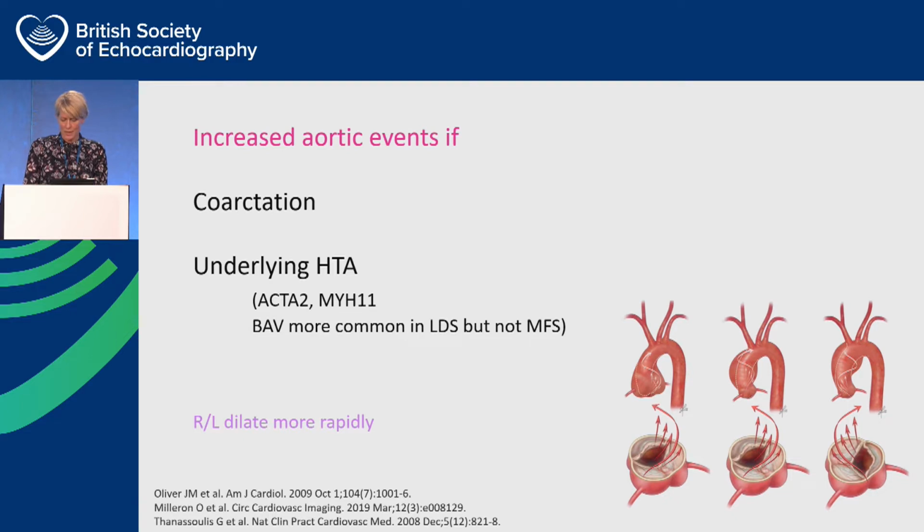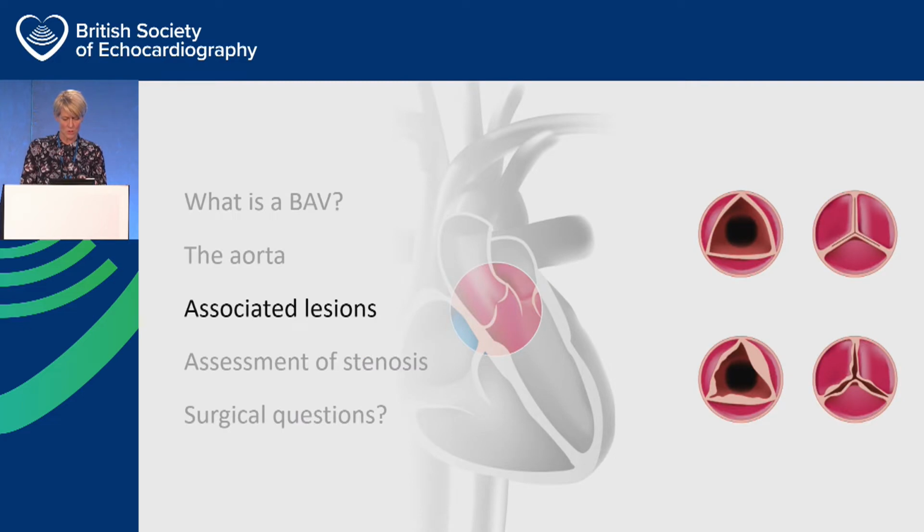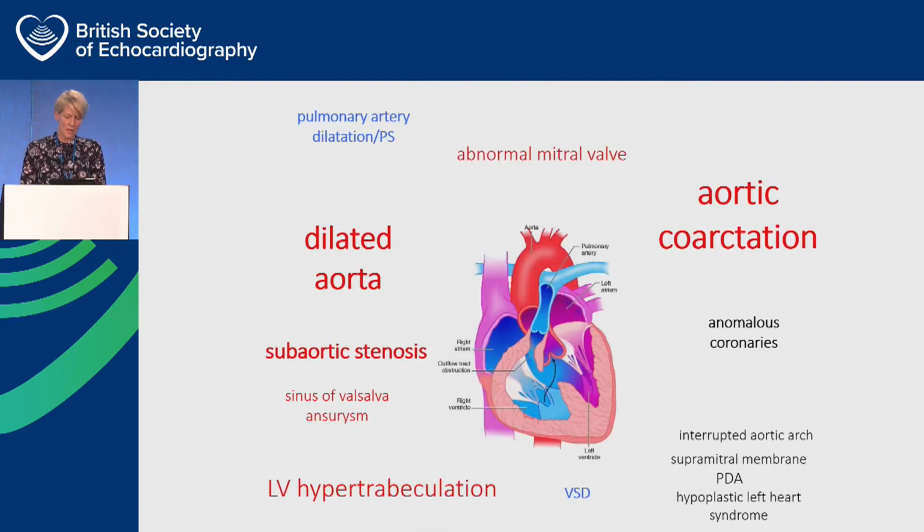Just a little note there, the right and left tend to dilate more rapidly, but we're still talking 0.3 to 0.5 millimetres per year compared to Marfan's, which is about 1 millimetre a year once they start to get on the move. So associated lesions, there are loads of them, and there was a talk on this yesterday by Dr. Massani, which covered a lot of this.